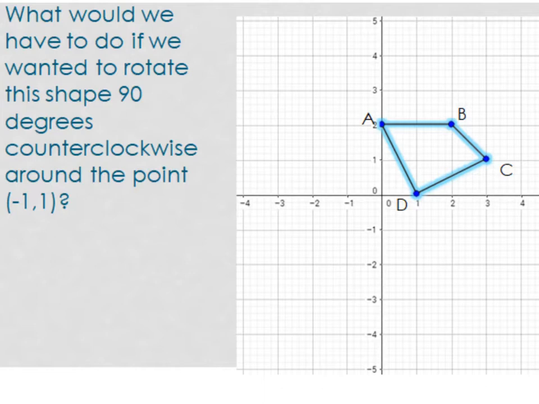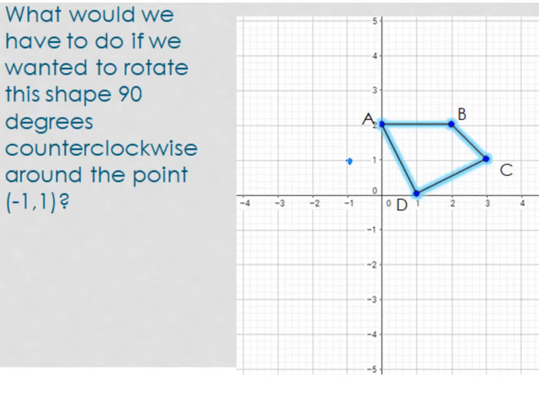Alright, so what would we have to do if we wanted to rotate this shape 90 degrees counterclockwise around the point -1, +1? Well, I think the first thing we want to do is probably plot that point -1, +1 right there. Okay. So, there's a couple ways of going about this. Sometimes just memorizing certain little tricks and stuff like that, but let's look at it visually, okay? Because we're in a very visual class.